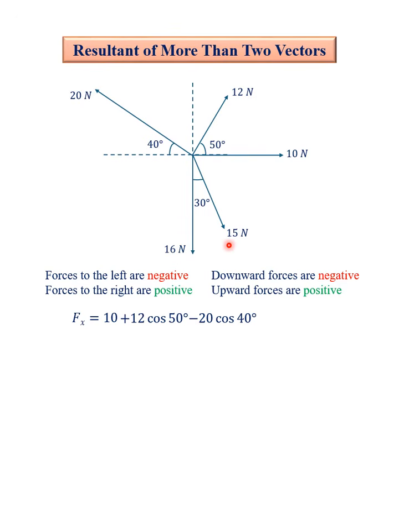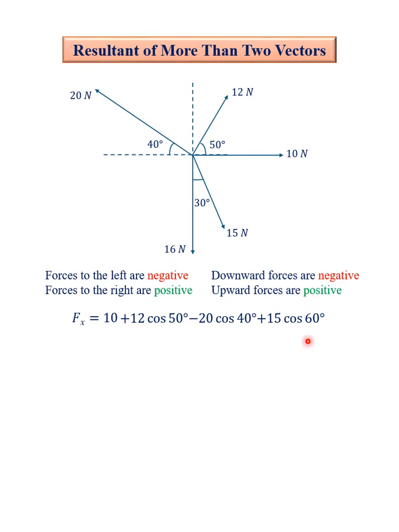Then we'll move next to the force of 15 Newton. The force of 15 Newton makes 30 degrees to the vertical, so to the horizontal it will be 60 degrees. If this is 30, then this angle is 60. The horizontal force is to the right, so it will be positive, and that is cos, adjacent over hypotenuse. So we have plus 15 cos 60. The angle here is 60, and the horizontal component is to the right, so it is positive, and it is adjacent over hypotenuse, and that's why it is cos.